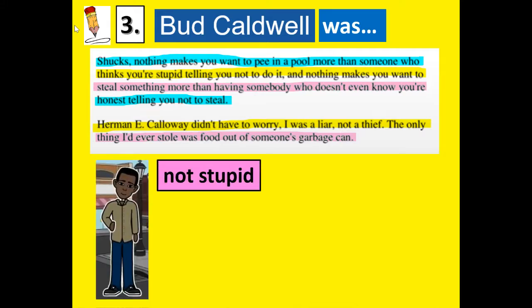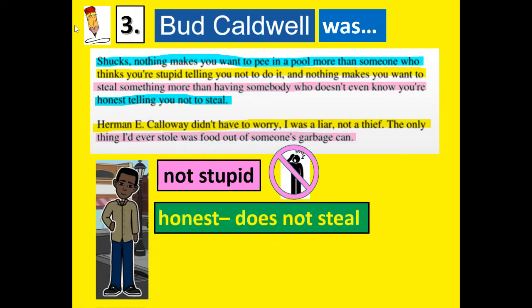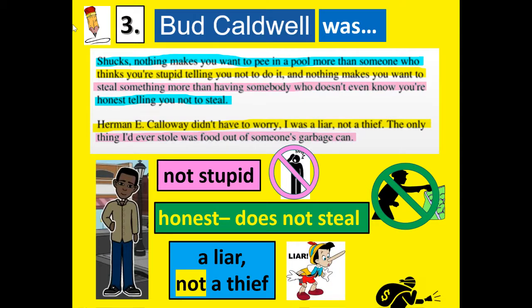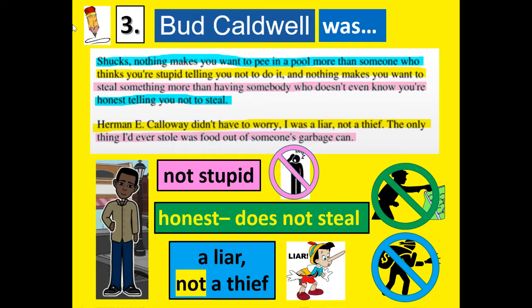So Bud describes himself as not stupid and honest. He does not steal. And he also describes himself as a liar, but not a thief. So he tells lies, but he's not a thief. So you can write 1, 2, or 3 ways that Bud describes himself. Bud was not stupid. Bud was honest. He does not steal. And Bud was a liar, not a thief.